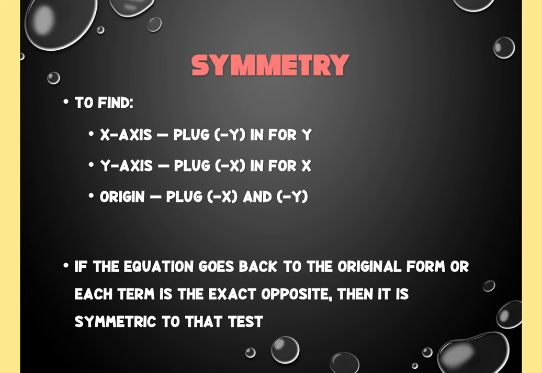Okay. And then the last thing is symmetry. So to test for symmetry from a rectangular equation, which is what we're back to, the test for the x-axis symmetry is plug negative y in for y. The test for the y-axis symmetry is negative x in for x. And the origin is both negative x and negative y.